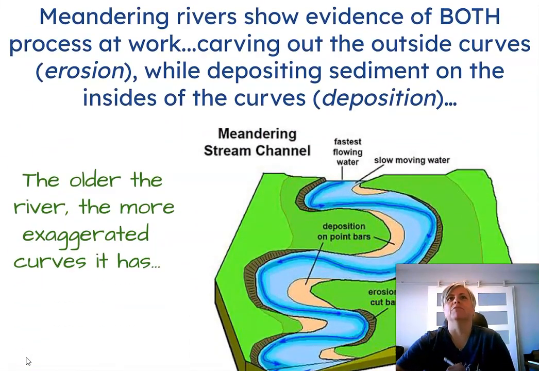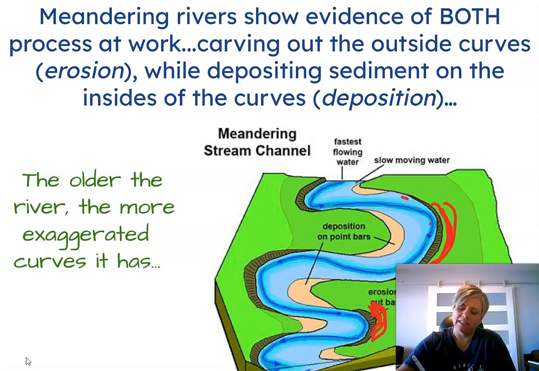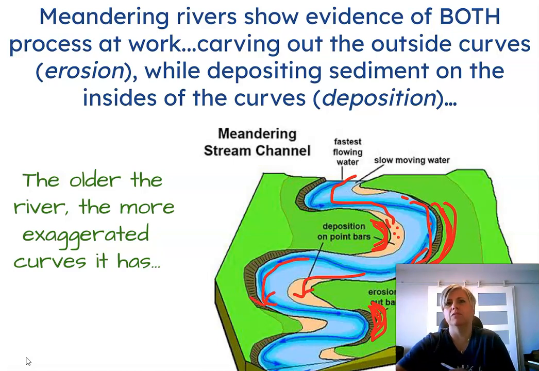Again, I'm going back to meandering rivers because they show evidence of both processes at work. They've got that carving out on the outsides. And we are seeing that here. We've got erosion on the banks as it's cutting into the fresh land there. And then we've got deposition on the inside. There's less force there. So whatever it's picked up and starts carrying, it starts to drop it here, but it's carving out some more around the outsides. And it's dropping them on the insides, but it's carving more out on the outsides.